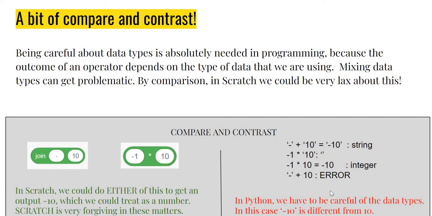So the point is, in Python, you have to be careful about data types. As I said, minus 10 as a string is different from minus 10 as an integer, and that is also different from minus 10.0. I hope this is clear.